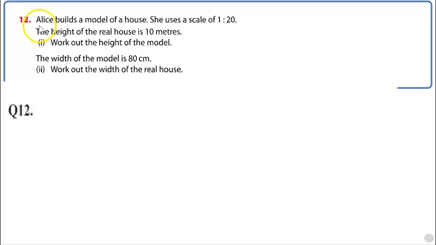Question 12. Alice builds a model of a house. She uses a scale of 1 to 20. The height of the real house is 10 metres. Part 1, work out the height of the model. The width of the model is 80 centimetres. Part 2, work out the width of the real house.